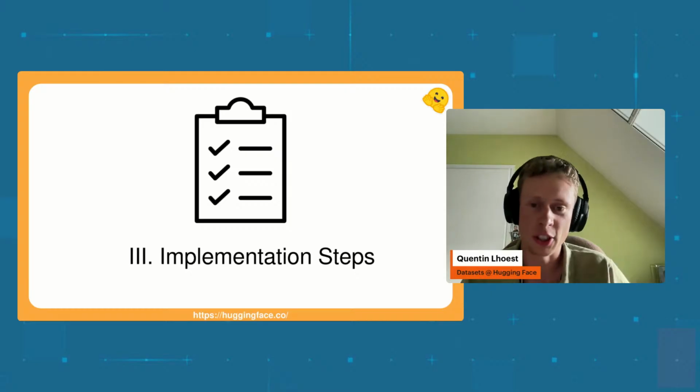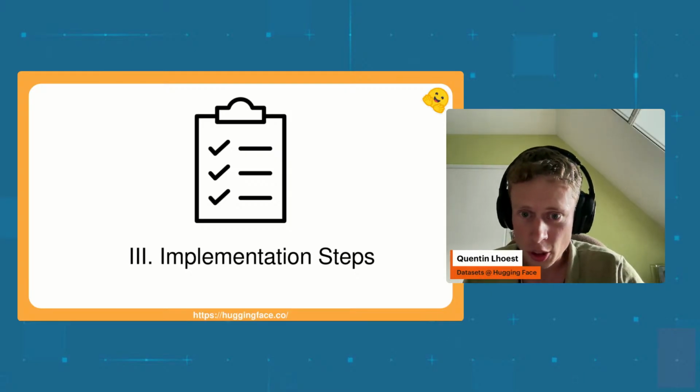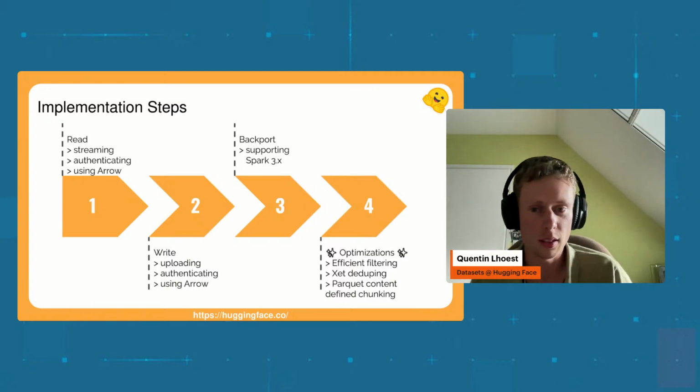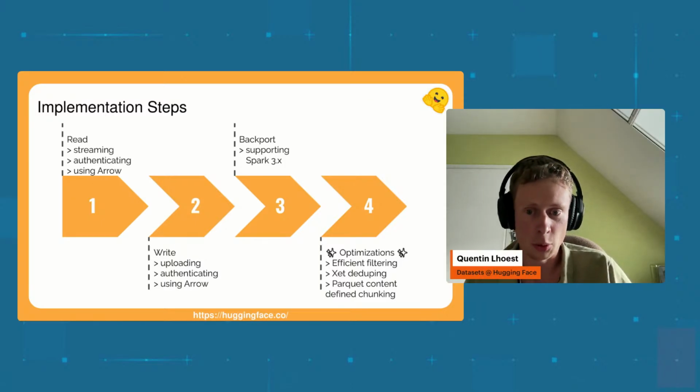Now let's go into the implementation, the fun part. We actually did the implementation in 4 steps. First one, we implemented the read part of the data source with streaming using Arrow, etc. But then we implemented writes. Then we did the backports to support all the versions of Spark and not just Spark 4.0. And then my favorite part, the optimizations. We'll talk about 3 optimizations that I love. First one, efficient filtering, then dedupe, and finally, Parquet content defined chunking. Those concepts are pretty new and they are super interesting. I'm sure you will love it.